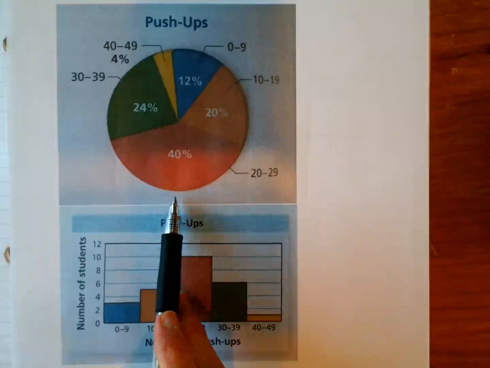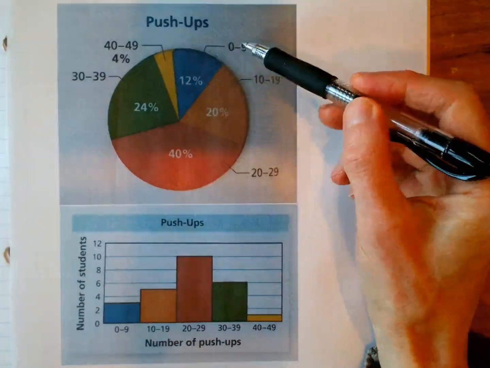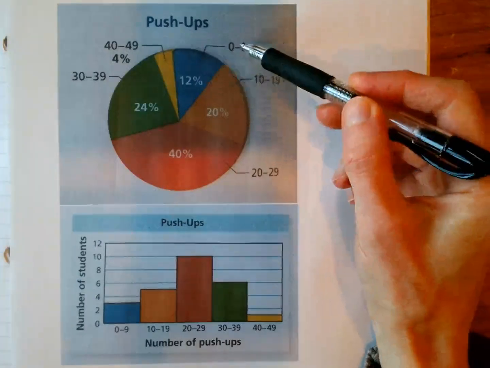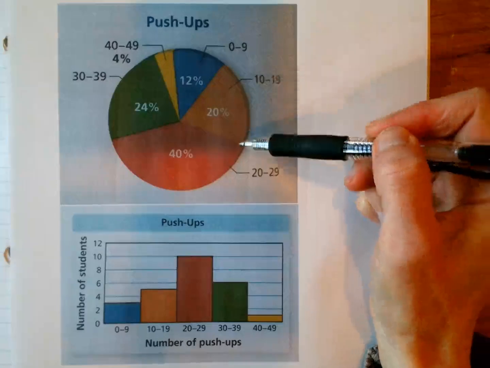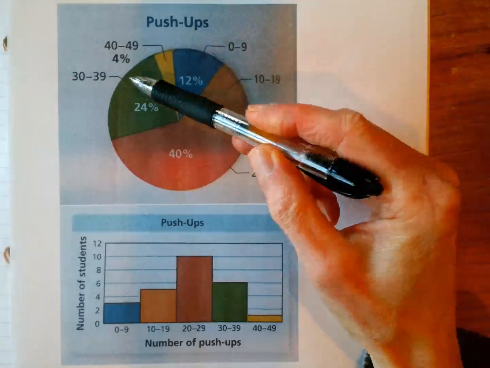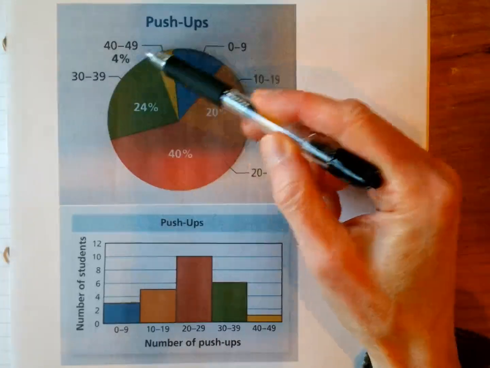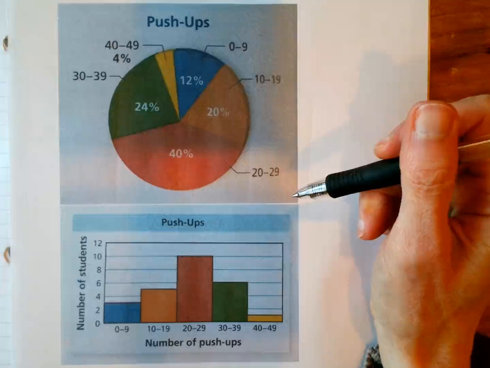With our top graph here, our percentage chart, you can see that 12% of the students did between 0 and 9, 20% of the students did between 10 and 19, 40% were between 20 and 29 push-ups, 24% did between 30 and 39, and then 4% of the students were able to do between 40 and 49 push-ups.